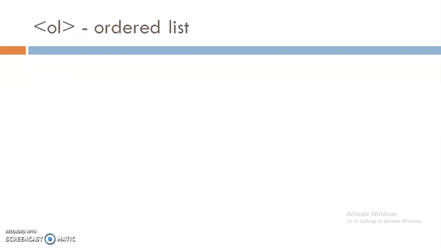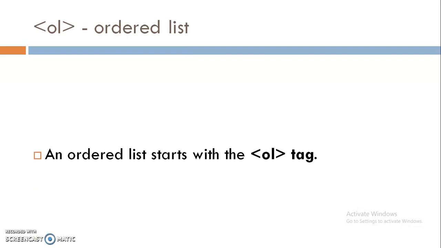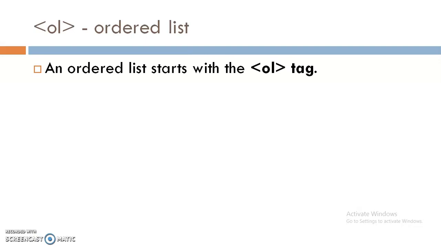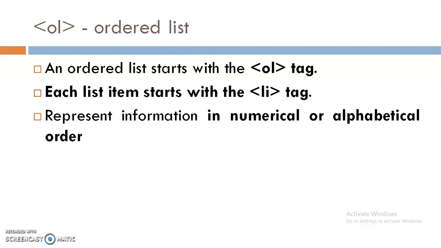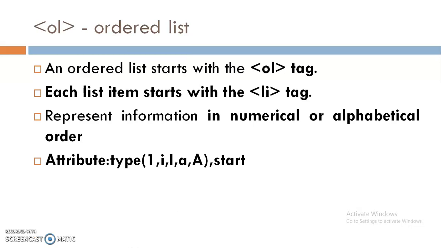Next, ordered list. Ordered list is represented using the OL tag. Ordered list starts with the OL tag and ends with the /OL. Each and every list item starts with the LI tag. It represents information in numerical or alphabetical order. The attributes of ordered list are type and start. Type is used to represent information in numerical or alphabetical order.